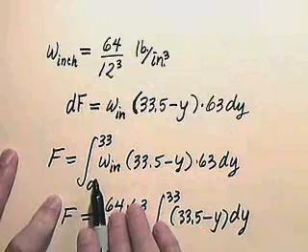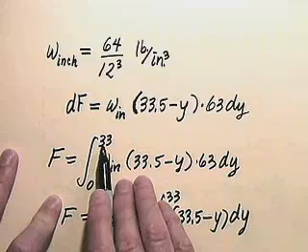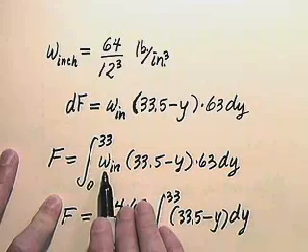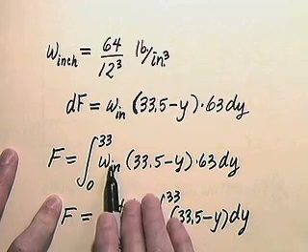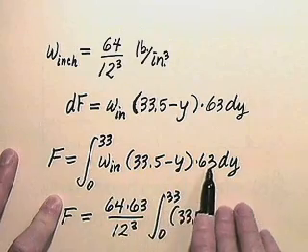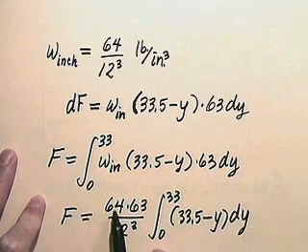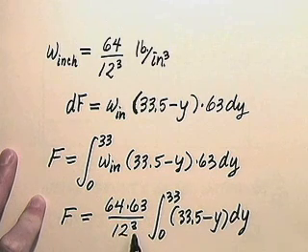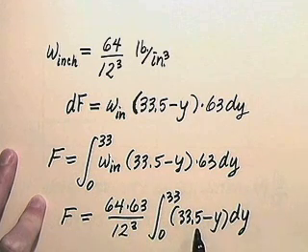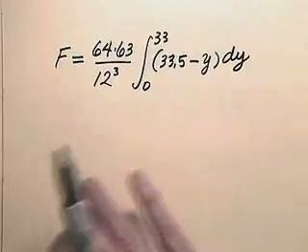And so the total force would be the definite integral from the bottom of the window, that's at y equals 0, up at the top, where y equals 33, of the W sub inch, that's the weight density of seawater in pounds per cubic inch, times the 33.5 minus y times 63 dy. And of course we can pull this constant out and we can pull the 63 out, and so out front of the integral we have 64 times 63 over 12 cubed, multiplying the definite integral from 0 to 33 of 33.5 minus y dy. So that's our force, and there's what we have to compute.